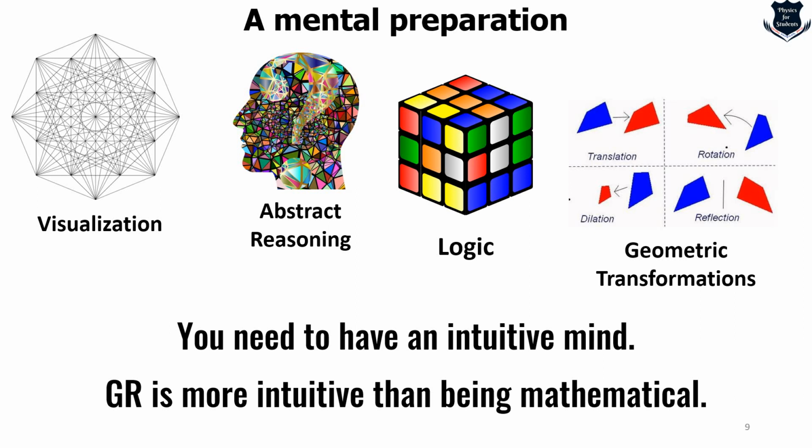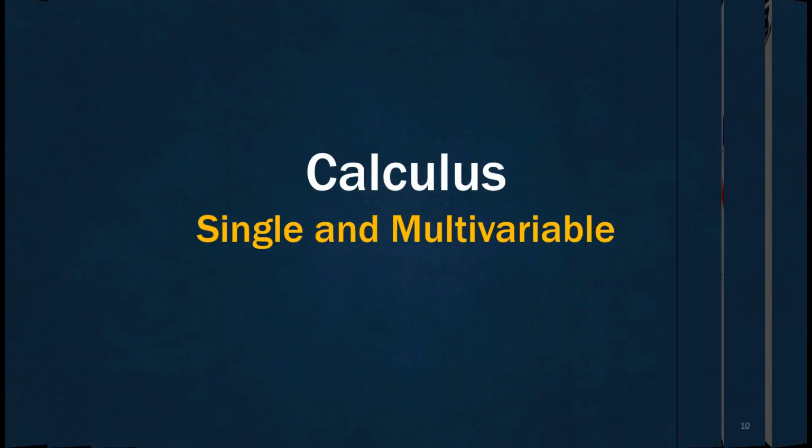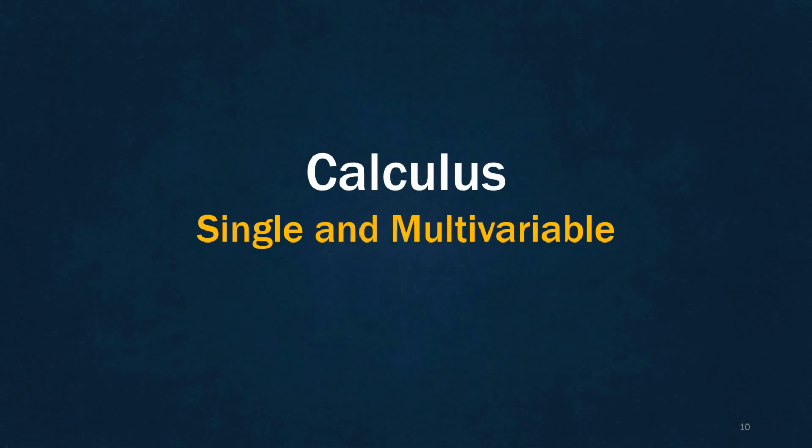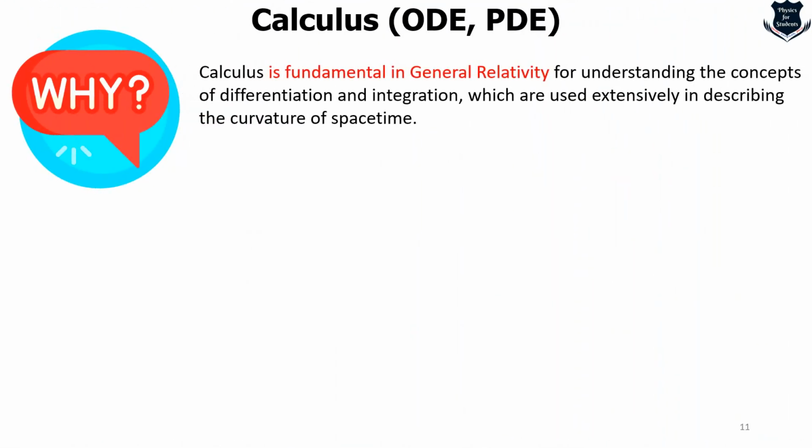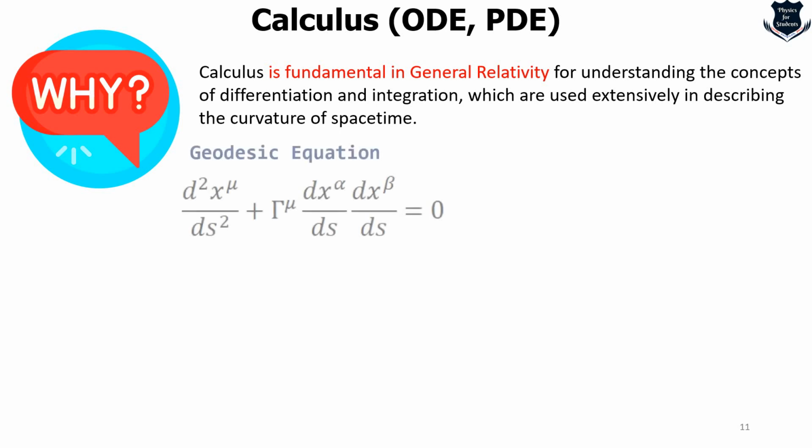Now, having understood what general relativity is, what the mental preparation is, and what the shift from mathematics to geometry is, the question is: what is the first mathematical tool that you need to know in order to understand general relativity? Coming up in the next part of the video. So the first thing you need to know is calculus, both single and multivariable. Now, why do we need calculus? Let us quickly understand that, because calculus is fundamental to general relativity, because everywhere you will find differentiation.